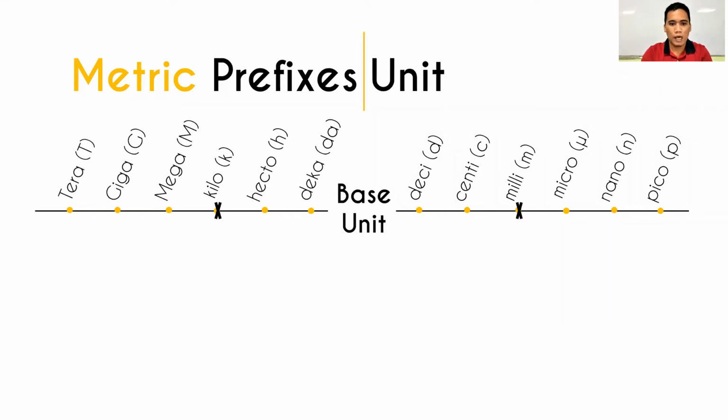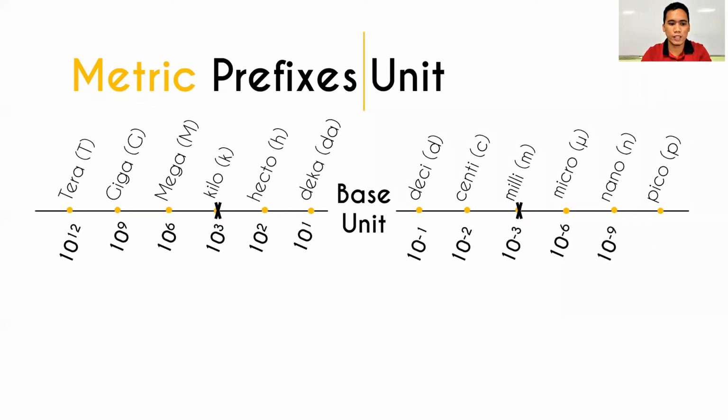So as I have mentioned earlier, the metric system is based on the power of 10. And also, metric prefixes are also based on the power of 10. So we have the following. Tera is equal to 10 to the power of 12. Giga is equal to 10 to the power of 9. Mega is 10 to the power of 6. Kilo is 10 to the power of 3. Hecto is 10 to the power of 2. Deca is 10 to the power of 1.